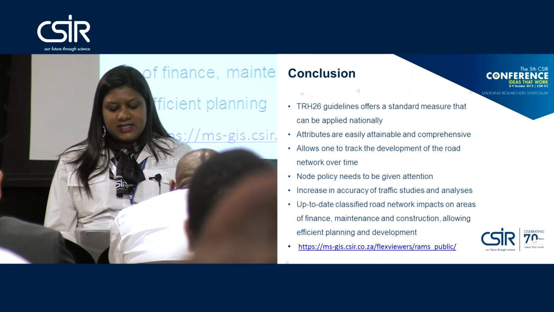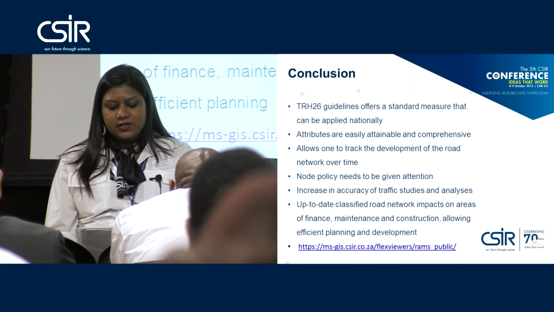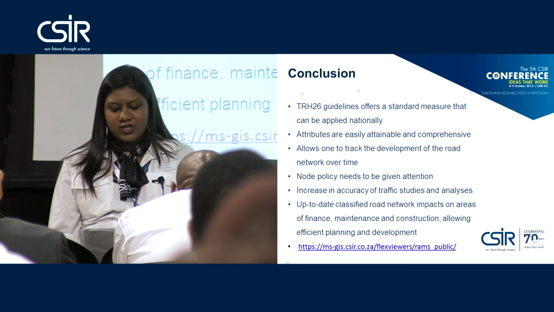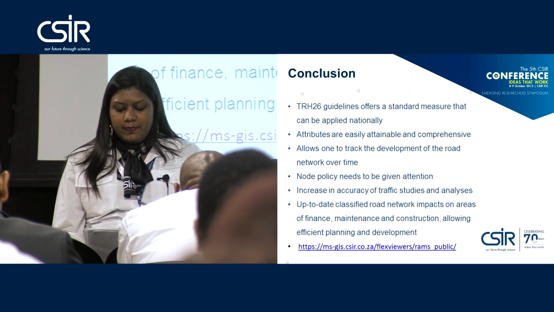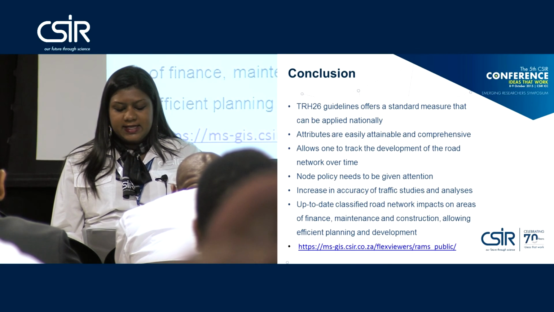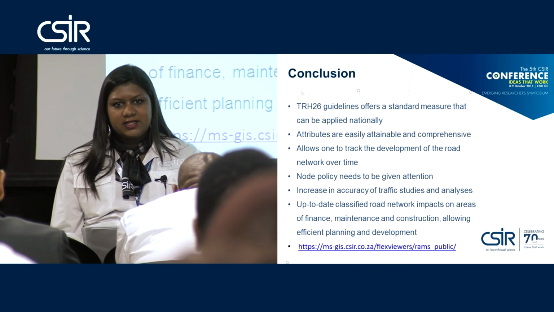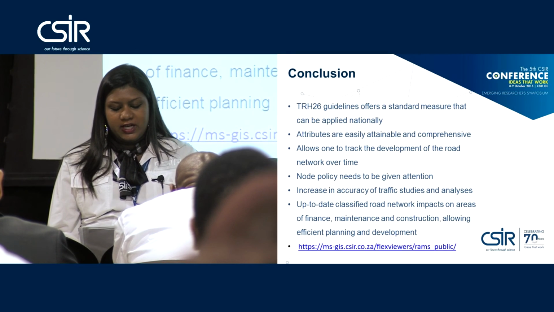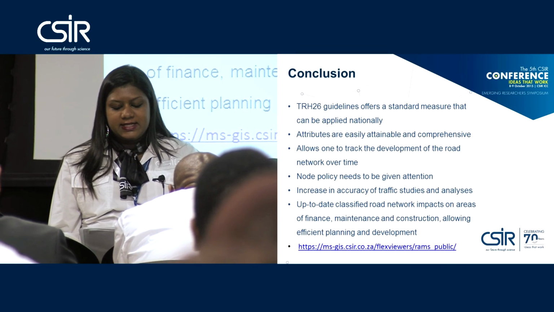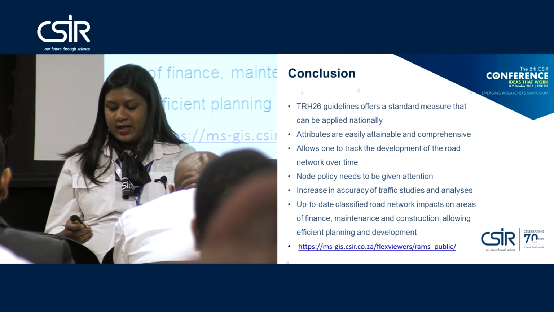An up-to-date classified road network impacts areas of finance, maintenance, and construction, which allows for optimal and efficient urban and rural development. The project also serves as the CSIR's contribution to the TRH guidelines as a working document to be updated with every future classification, as situations change and data can be better represented.